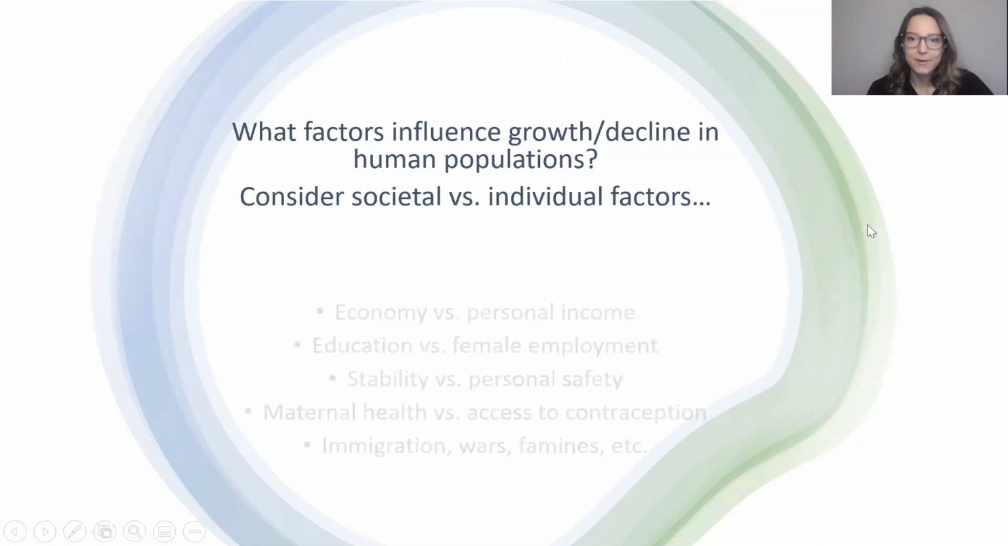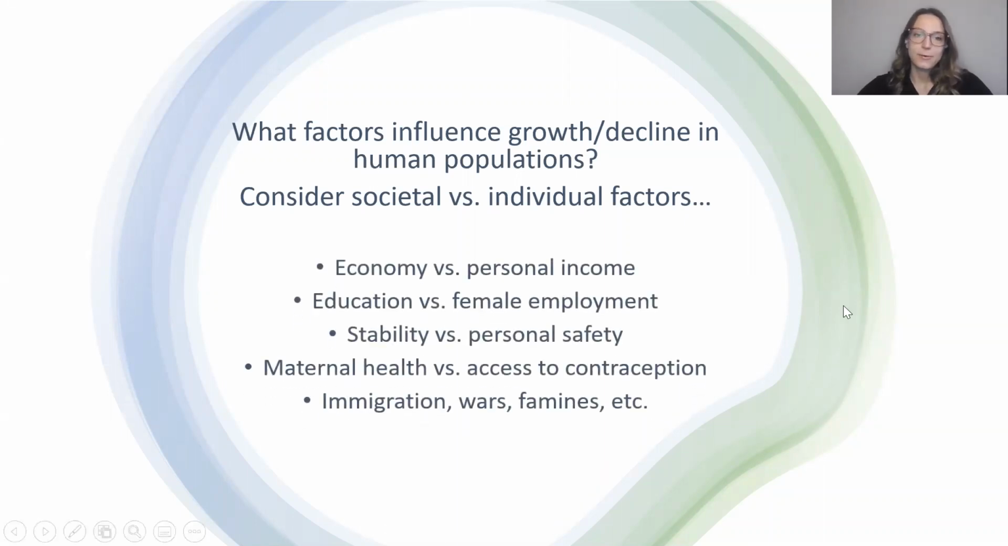So I've got a few that I'll pull up. Something like the economy versus personal income, right? Those two different scales might play out very differently in terms of their impacts on population trends. Education versus individual female employment, the stability of the country versus someone's personal safety in their own neighborhood, maternal health versus an individual's access to contraception, immigration. You covered a lot of these types of factors, and we'll cover some of them in a little bit more detail as we go through this today.